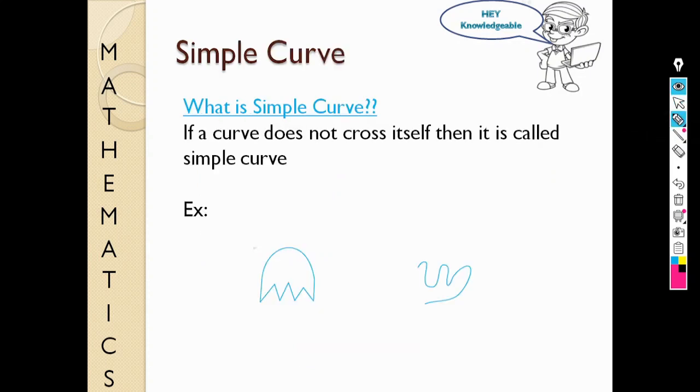So let's see what a simple curve is. If a curve does not cross itself, then it is called a simple curve. So if you see here, no line is crossing another. So this is called a simple curve, and this is also a simple curve. But this one we can't call a simple curve, because here the lines are crossing. So this is not a simple curve, but these are simple curves.